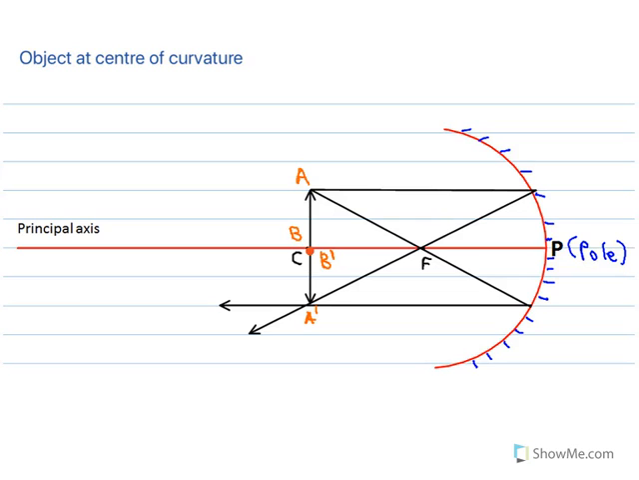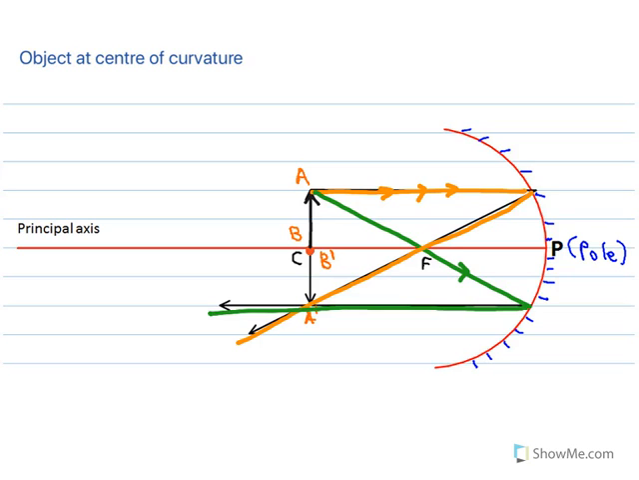Now object at center of curvature. So here is the center of curvature and the object is kept exactly at the center of curvature. So here is the object. From here we are going to draw two rays, one that is parallel to the principal axis and the other one that is passing through the focus. I'll take that in another color, passing through the focus. Two rays. The one that is parallel to the principal axis, after reflection will go through the focus, and the one that is going through the focus after reflection will go parallel.